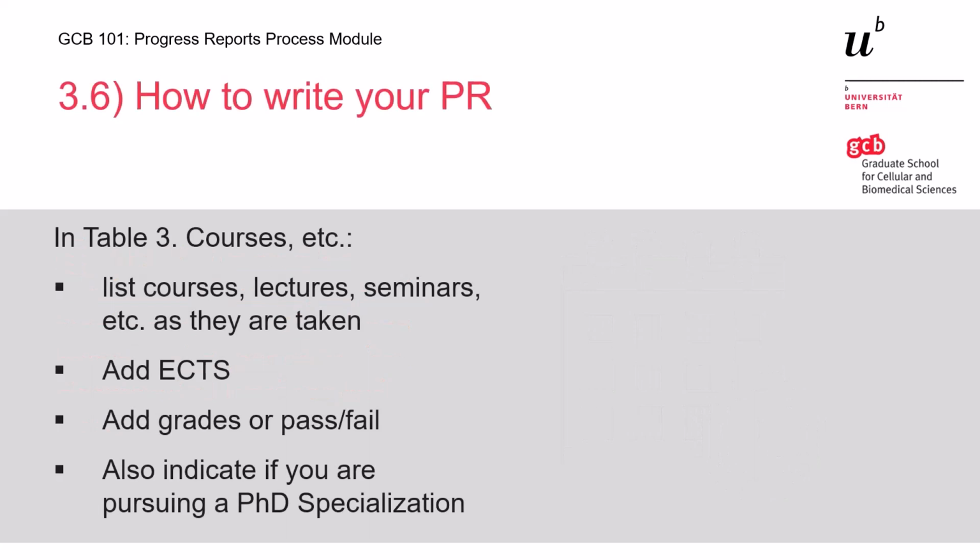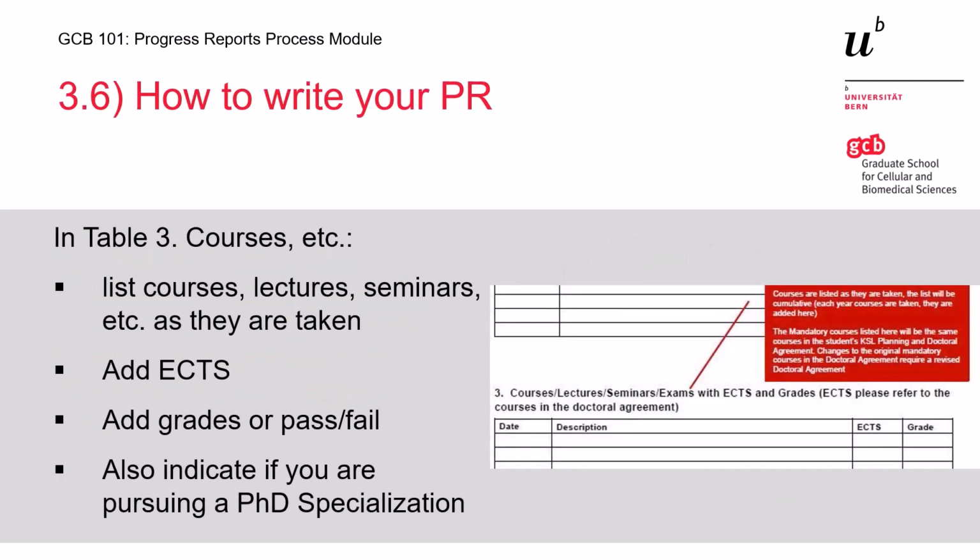Number 6. On Table 3, courses/lectures/seminars/exams with ECTS and grades. List courses, lectures, seminars, etc. as they are taken. Add the corresponding ECTS. Refer to the courses in the doctoral agreement. Add grades or pass-fail assessments. Here you will also indicate whether you are pursuing a PhD specialization and if so, which one.